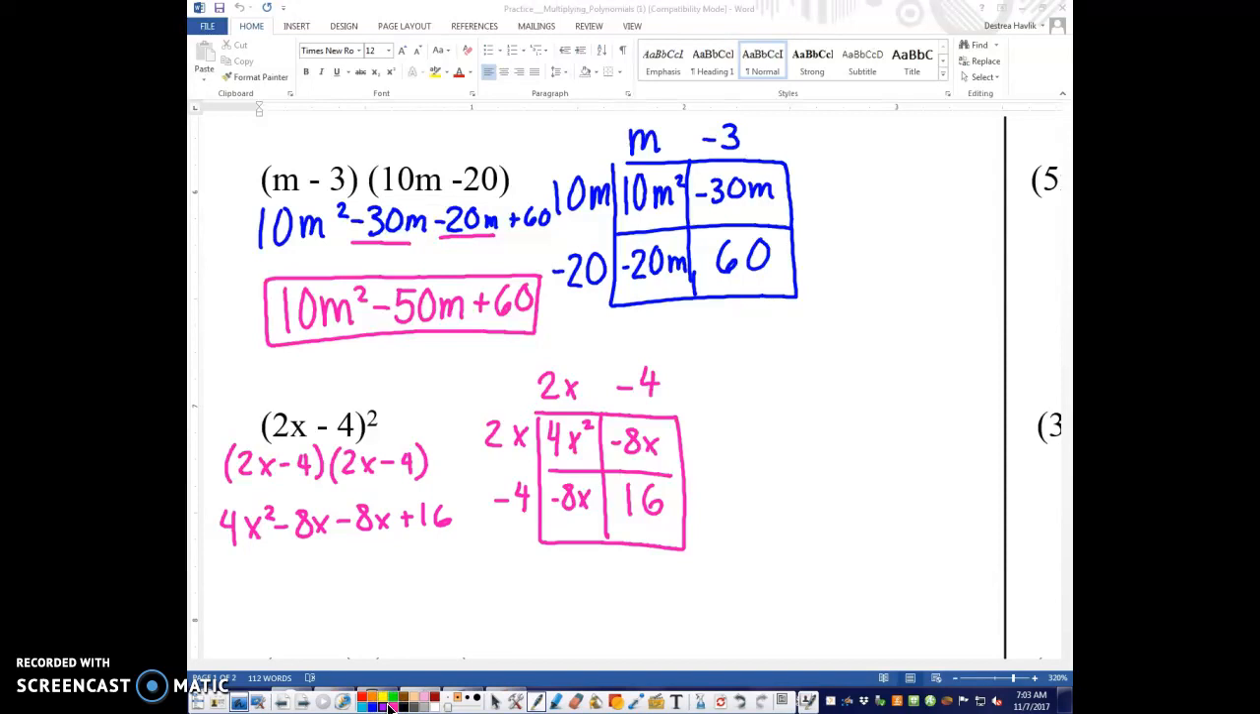Now it's time to combine like terms. There's only one x squared, so 4x squared. Negative 8 minus 8 is not 0. What is it? Type it in. Negative 8 minus 8 is negative 16. X plus 16. Pause the video and do the problem to the right.